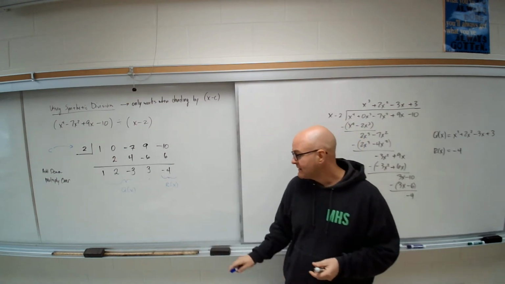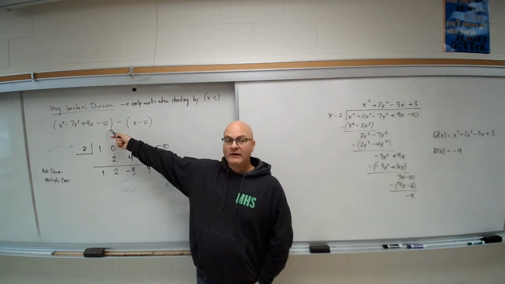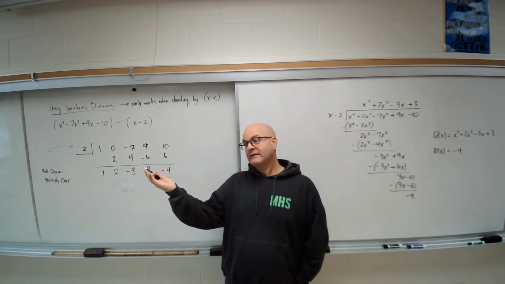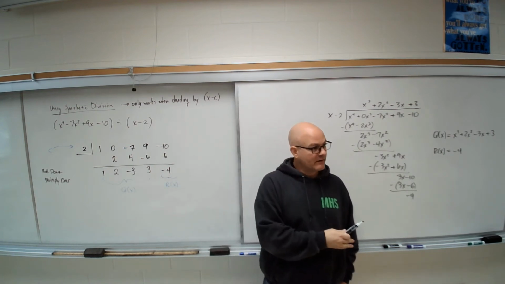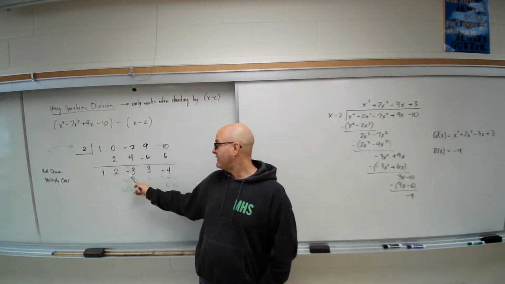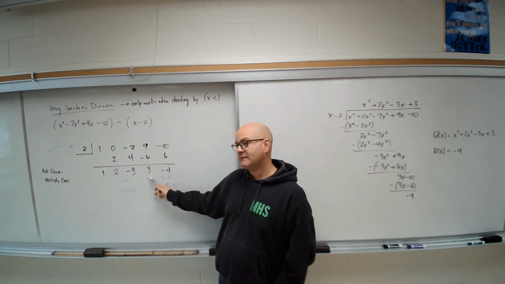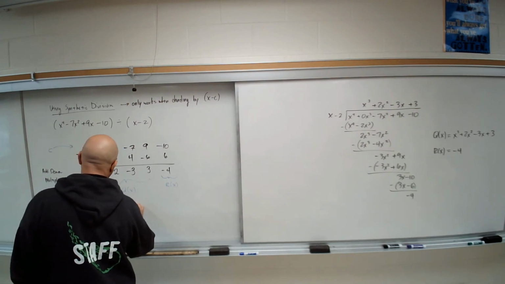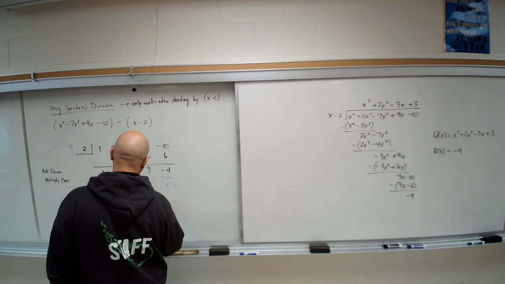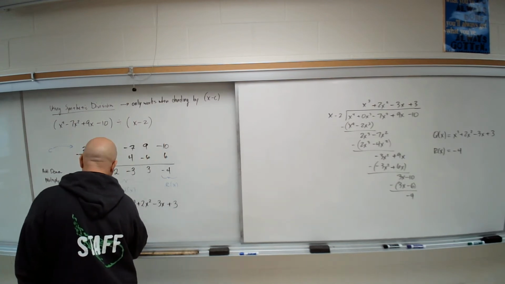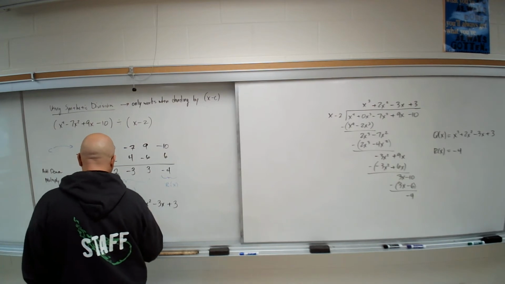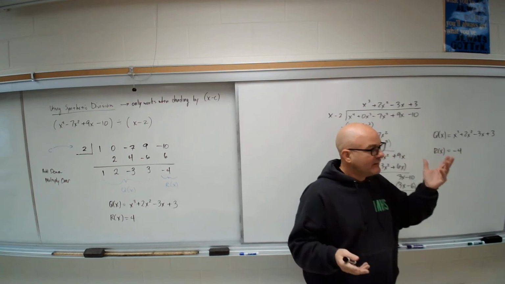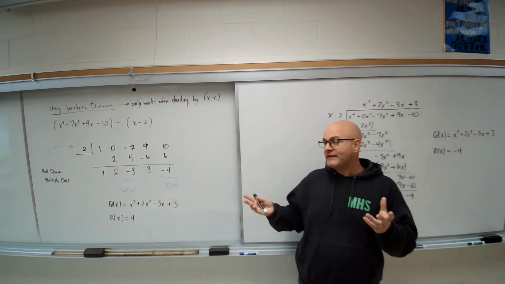Anytime you divide a fourth degree, the quotient will be third degree. If you divide a seventh degree, the quotient will be sixth degree. It just takes one away from it. So this is going to be cubed, squared, x, and this will just be a constant. So q of x will be x cubed plus 2x squared minus 3x plus 3, and the remainder is equal to 4. If it told you to write it in some different format, you could, but that would be how that would go.